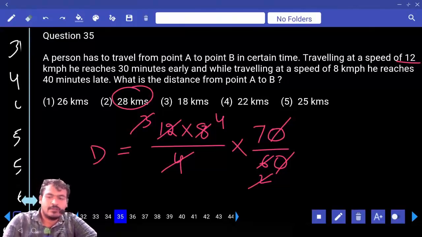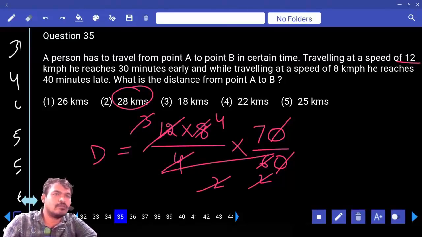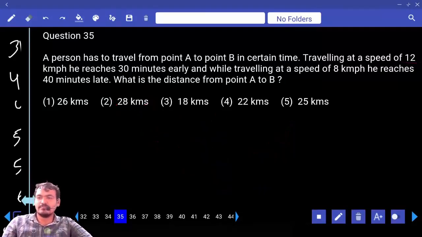12 twos are 24. 2 how many times? 4. It is the general normal method.